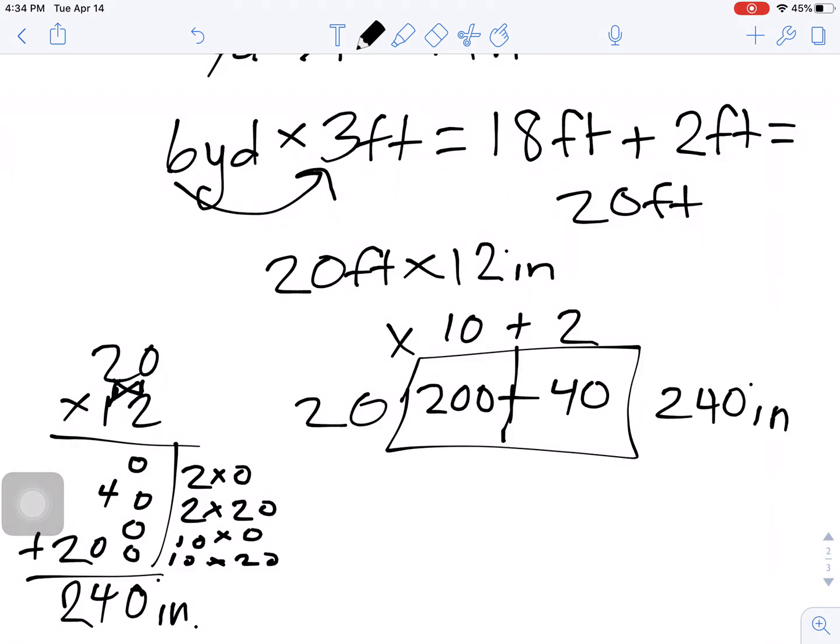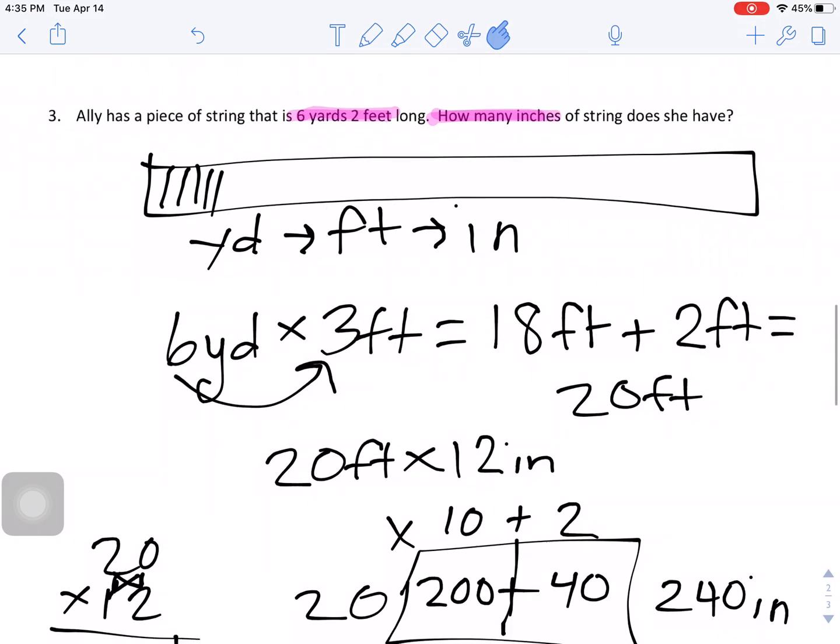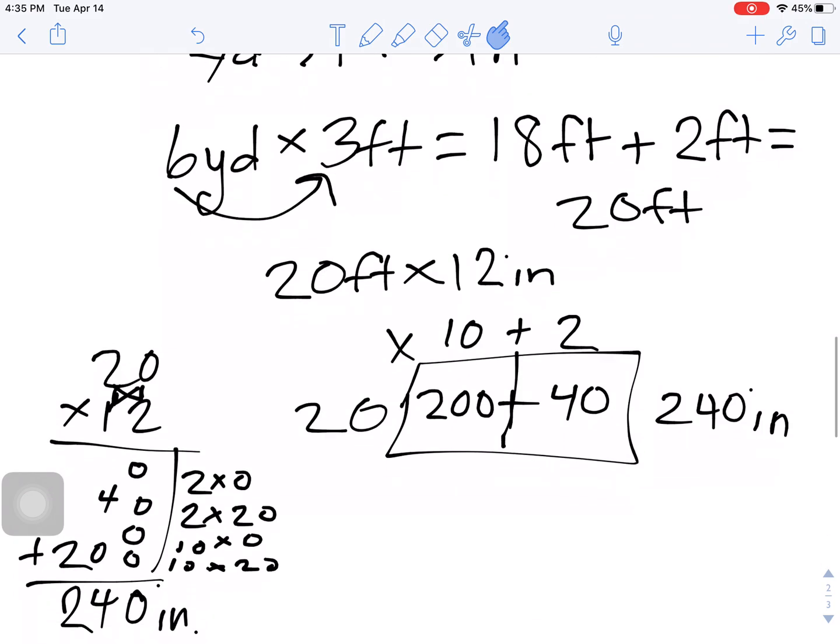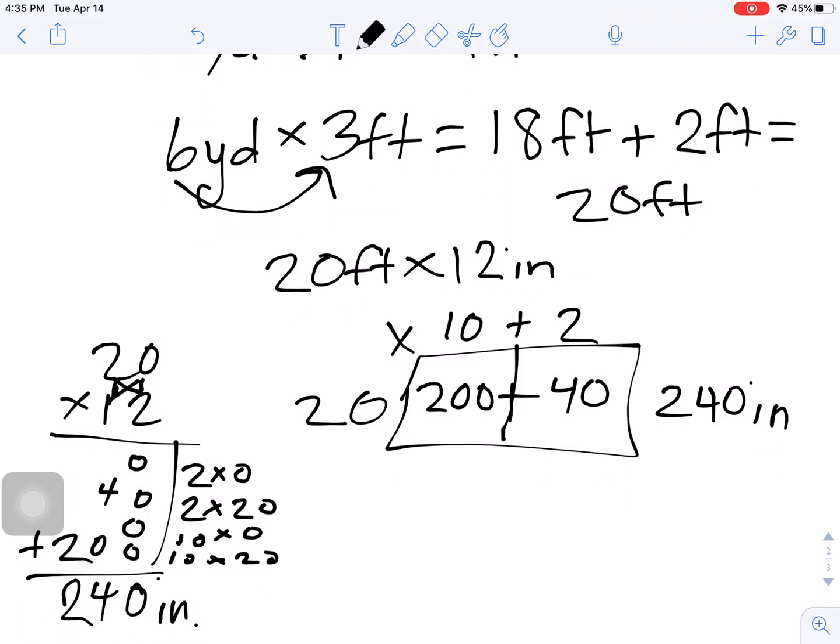And remember, these are inches. So I know that Allie has 240 inches, which would be my answer.